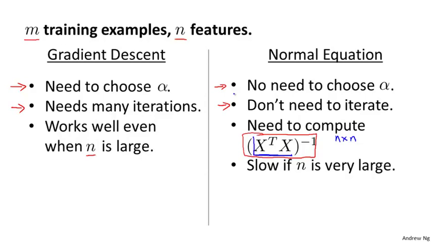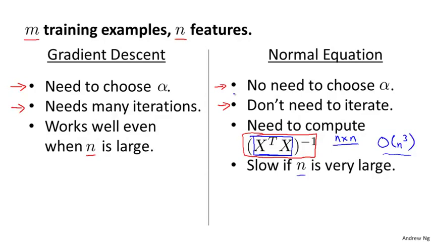The matrix X transpose X is an n by n matrix, where n is the number of features, and on most computer implementations, the cost of inverting a matrix grows roughly as the cube of the dimension of the matrix. So computing this inverse costs roughly order n cubed. Sometimes it's slightly faster than n cubed, but it's close enough for our purposes. So if n, the number of features, is very large, then computing this quantity can be slow, and the normal equation method can actually be much slower.